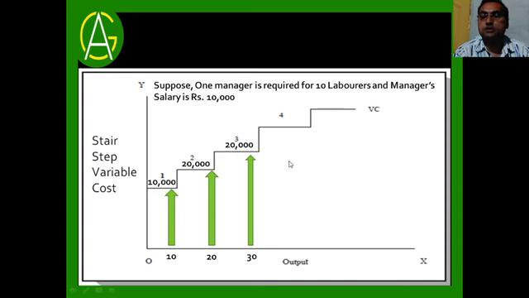And if the firm hires 40 laborers, a fourth manager will be required, and the cost of management will increase and become 40,000. So the cost jumps, and up to a particular level it remains stable, then it takes a jump, then up to a certain level it remains stable, again it takes a jump and remains stable. So the nature of this kind of cost is considered as stair-step variable cost.